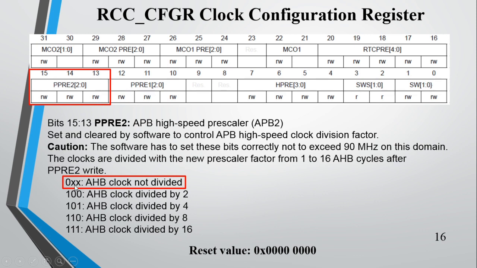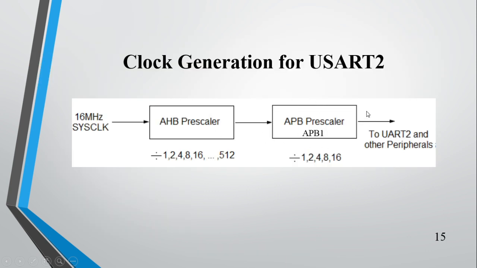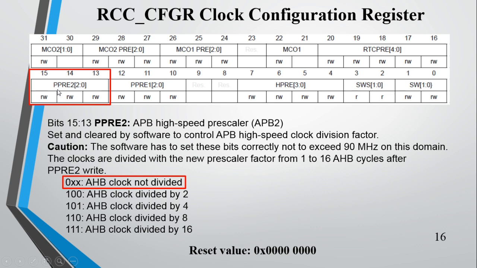What do you mean by that? 0, 0, 0 means the APB prescaler is not there. So these three bits are 0, 0, 0. What does it mean? You are configuring the APB2 prescaler with 1:2. Right? That means whatever AHB clock you are giving here will be available at the output. Prescaler operation will not be done. So PPRE2 is used for configuring the APB prescaler. Since I am configuring it as 0, 0, 0, whatever AHB clock is given, that same clock will be given at the output. That means the prescaler is not there.